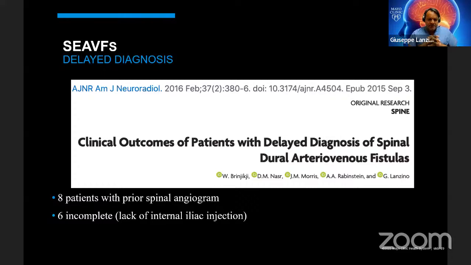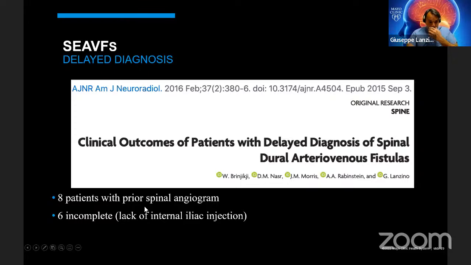What we have noticed is that it's surprising, less experienced colleagues, when they do spinal angiograms, either don't include internal iliac injection, or if they do, the contrast is very diluted, and even if you have a fistula, you might have a hard time seeing it. That's something that we have definitely seen ourselves in our practice, where only a very high index of suspicion and multiple repetitive injections eventually led to recognition of a very faint opacification in patients with these fistulas.